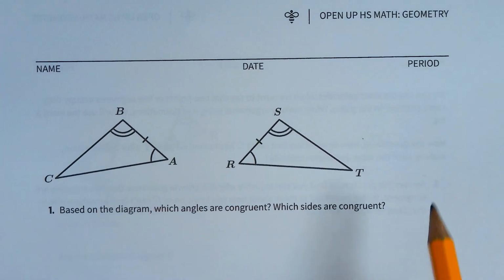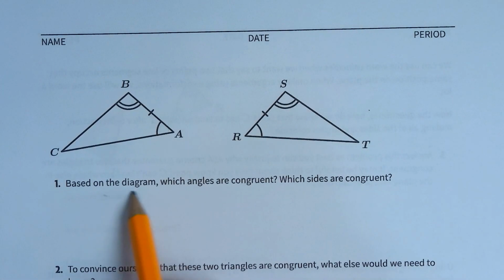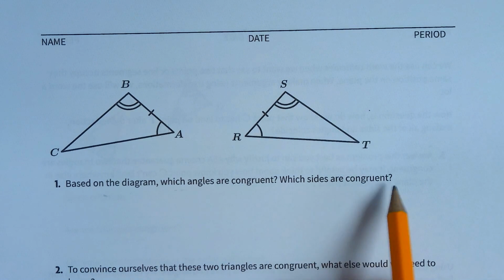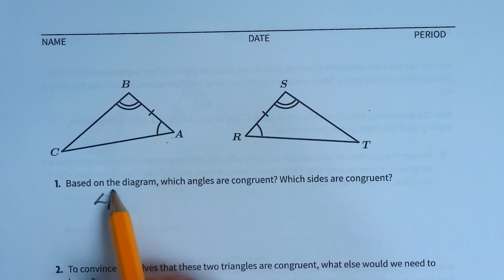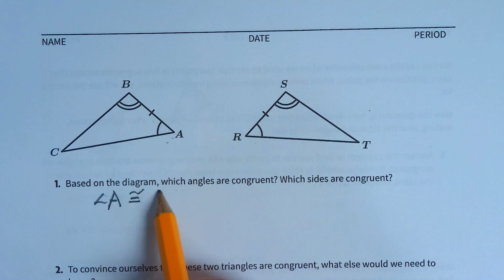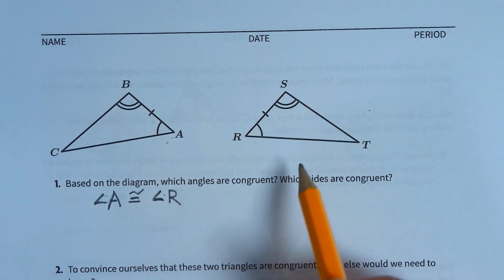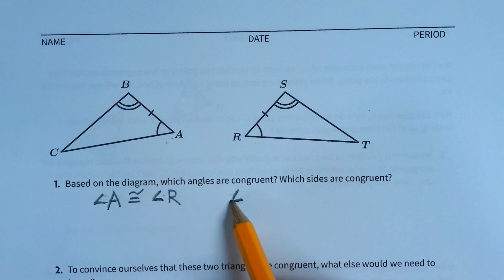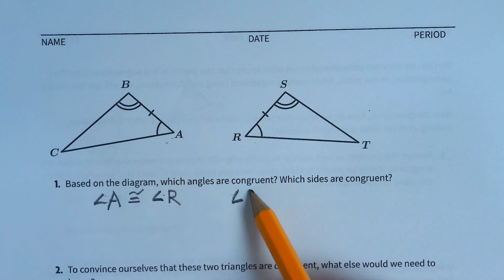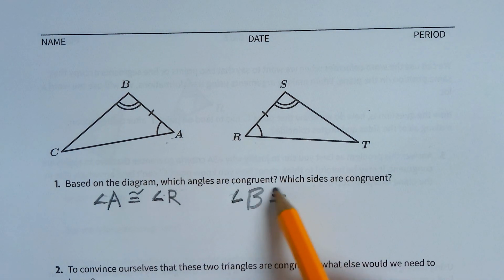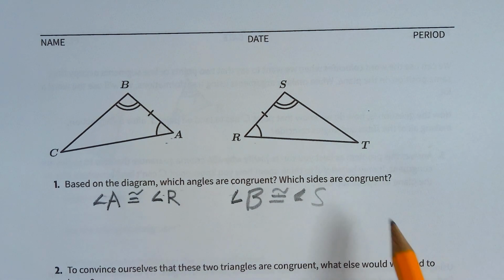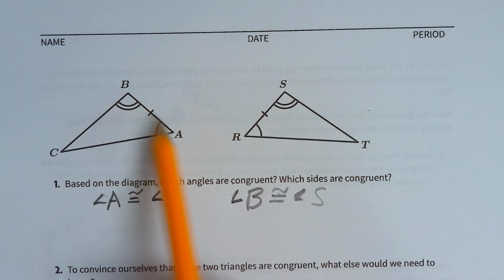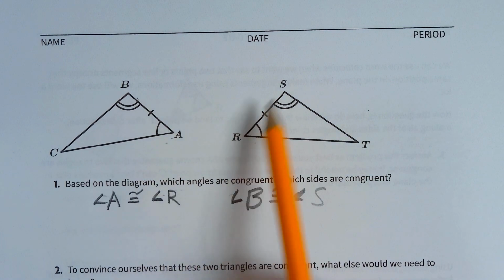Okay, so we know, based on the diagram, which angles are congruent and which sides are congruent. By the marks, we know that angle A is congruent to angle R. We know that angle B is congruent to angle S. And what about the sides? Well, side AB and side RS.